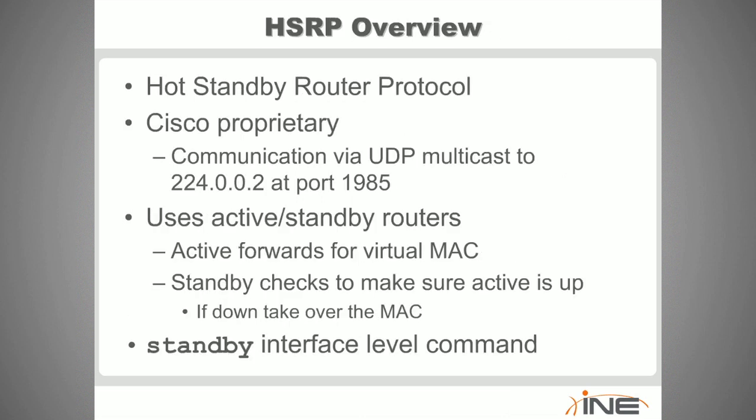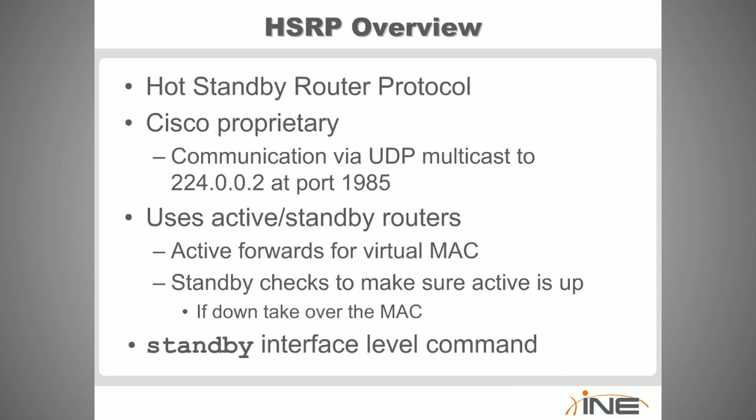Now, HSRP was the first iteration of these first hop redundancy protocols, because it was Cisco proprietary. So this has been around for quite a while. Now, being Cisco proprietary, as you can imagine, it means that there's no interoperability. So this would only work between 2 Cisco routers or between 2 Cisco switches, or maybe like a router and a switch. Now, HSRP uses UDP multicasts going to the address 224.0.0.2, which is the all routers multicast address. So it means all multicast-enabled routers on the link will be listening for the communication.